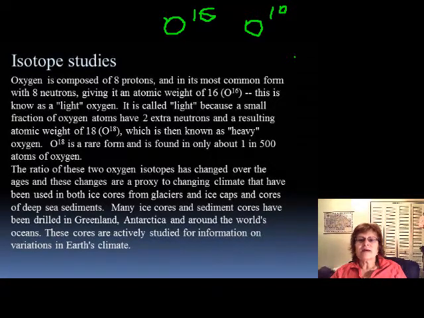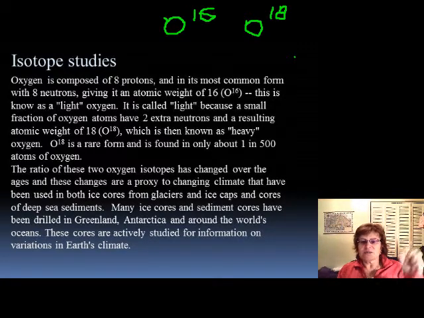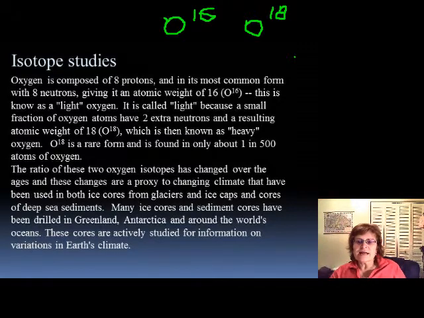Now, the other thing I want to tell you is that what we can use to tell the oxygen isotope ratio is the foraminifers. Remember, we learned those little one-celled organisms? The foraminifers are calcium carbonate, CaCO3, so they have oxygen.